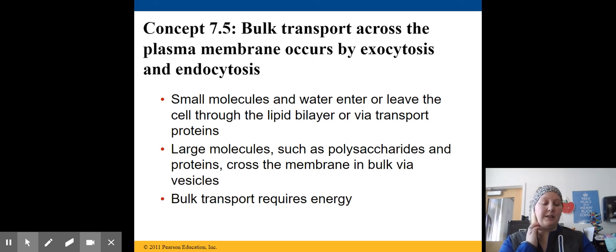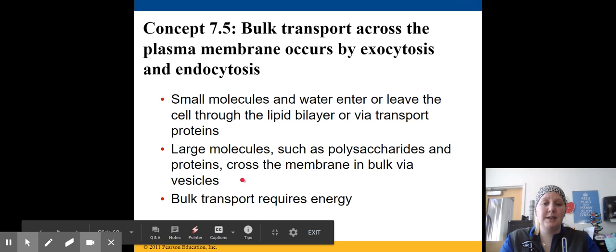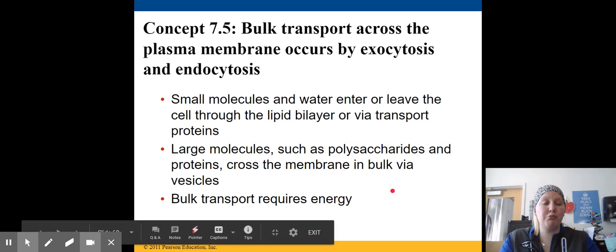Bulk transport. Bulk transport across a plasma membrane occurs through exocytosis and endocytosis. This is the use of a vesicle or a vacuole to move large objects into and out of the cell. We know that small molecules in water can leave or enter the cell through the lipid bilayer or by a transport protein through diffusion, and occasionally during active transport. But large molecules such as polysaccharides, proteins, and lipids must move across the membrane in bulk transport vesicles. And this requires energy.